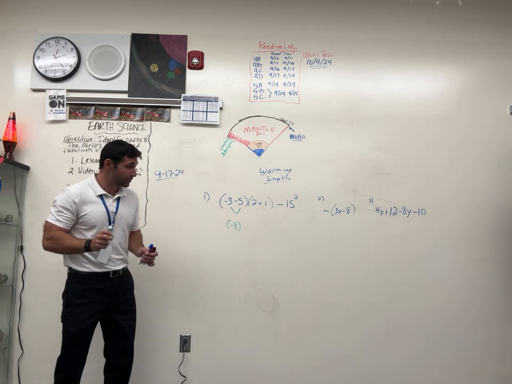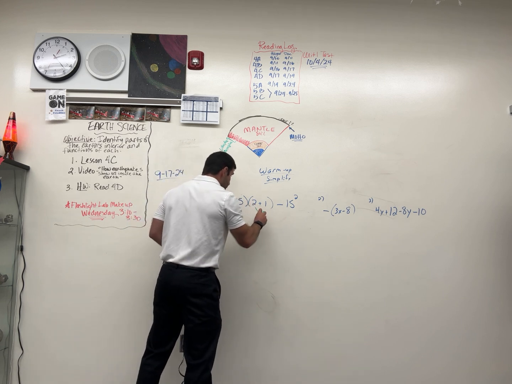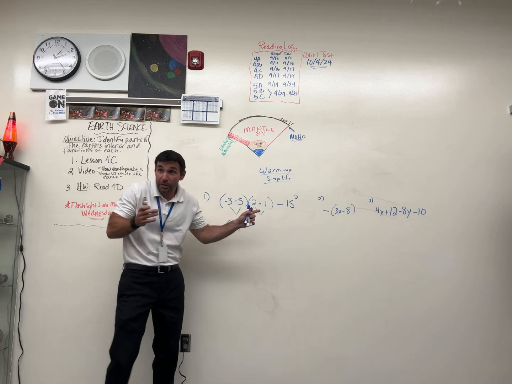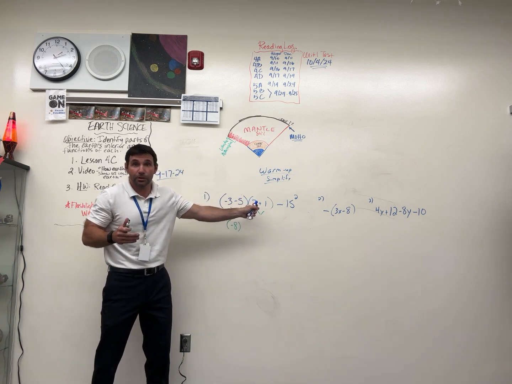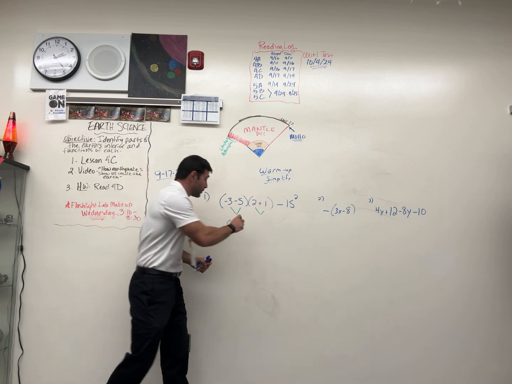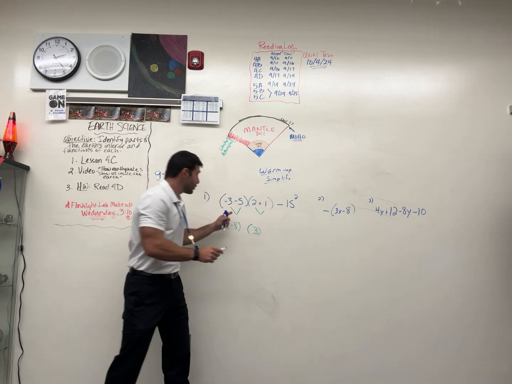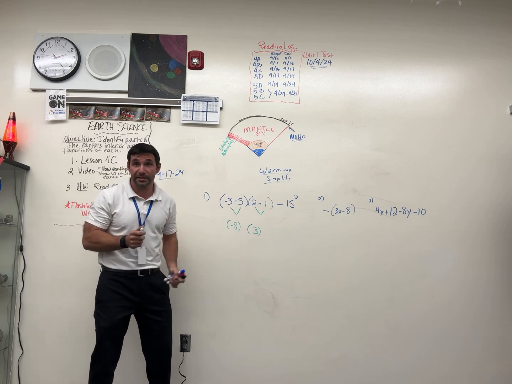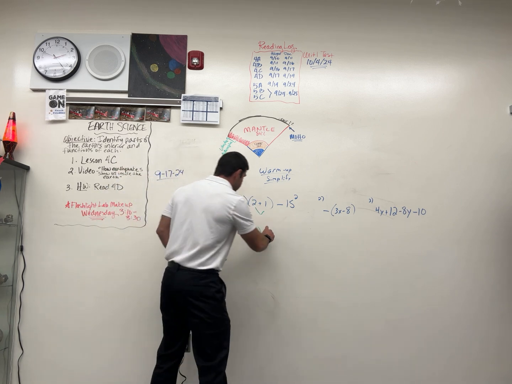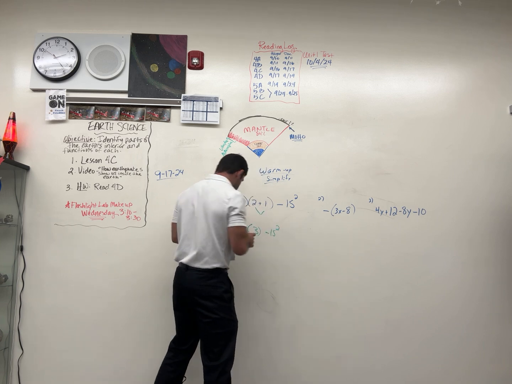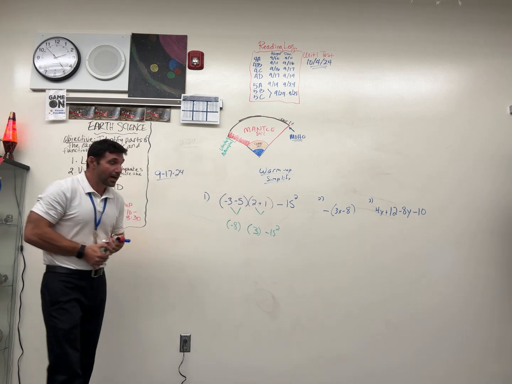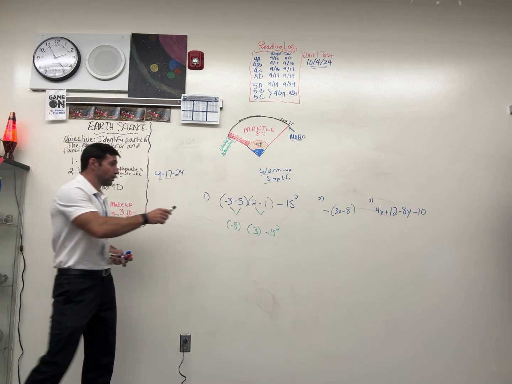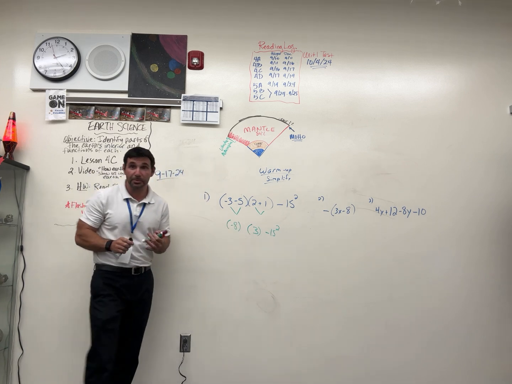Still doing grouping symbols. 2 plus 1. Nobody, I looked at your papers, nobody did 2 times 1 and put 2. Y'all put 3. So why would this be different than this? It wouldn't. Do what it says. Then we have -15 squared. Okay. So now we're looking at this. We have multiplication, because that's what means parentheses times parentheses.